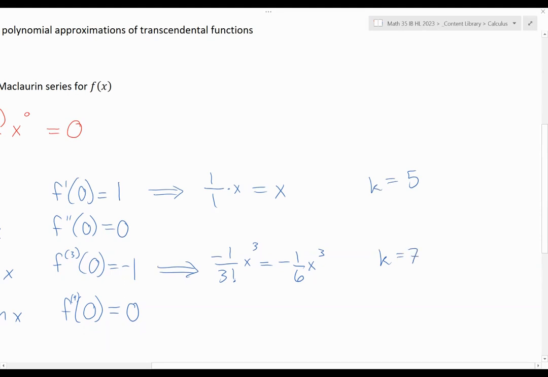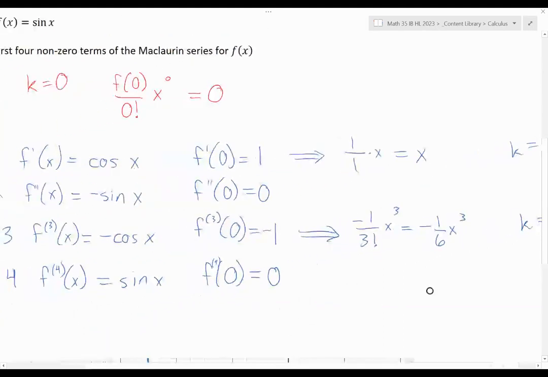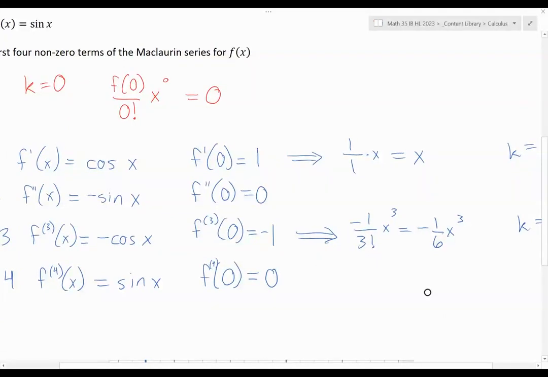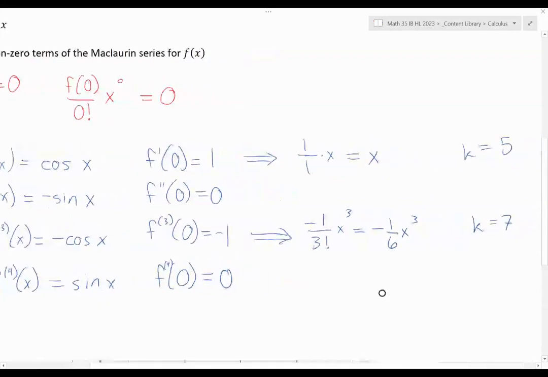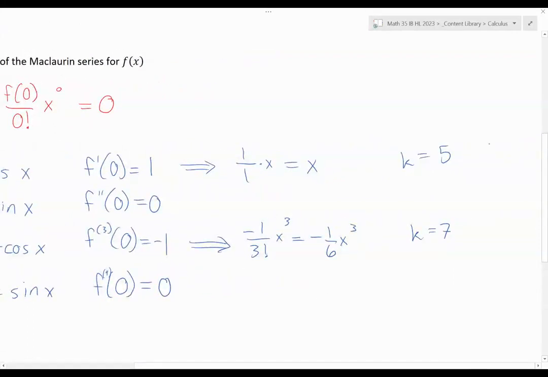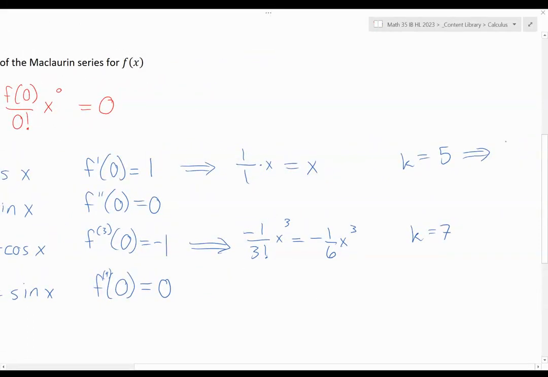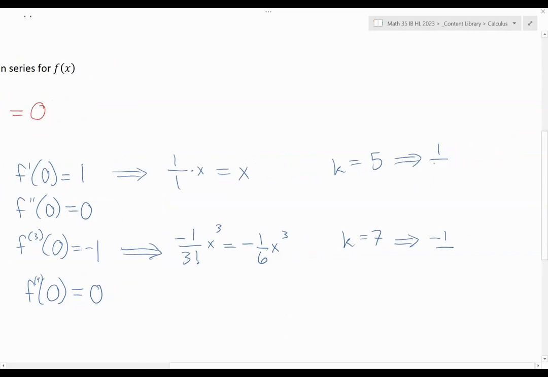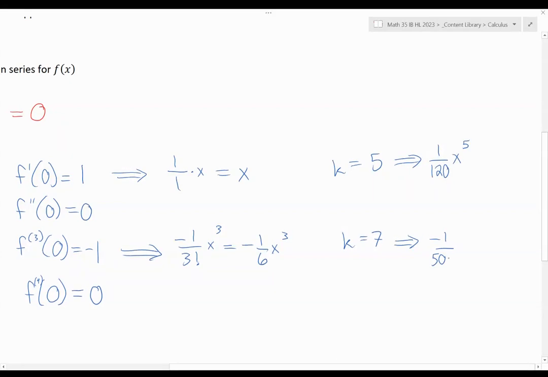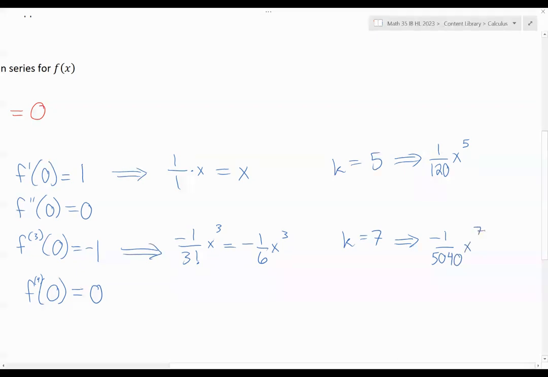Now, because I'm going in circles, when k equals 5, the derivative is going to be negative sine x, which means the derivative is going to be cosine of x, which means that I'm going to have 1 in my numerator. And when k equals 7, that is when I'm going to have a negative 1 in my numerator. So 1 divided by 5 factorial, which is 1 over 120, times x to the power 5, and negative 1 divided by 7 factorial, which is 5040, times x to the power 7.